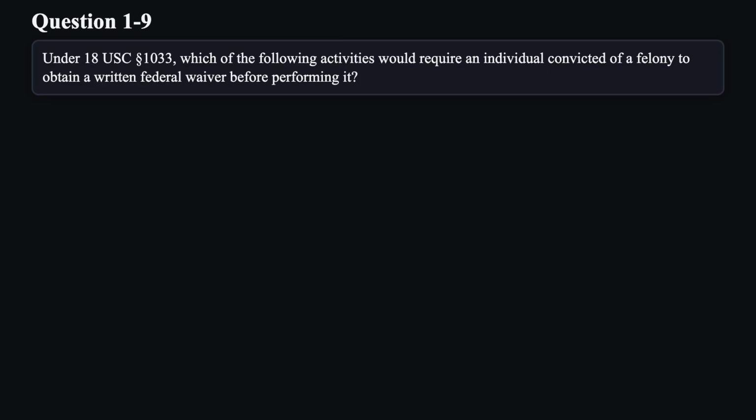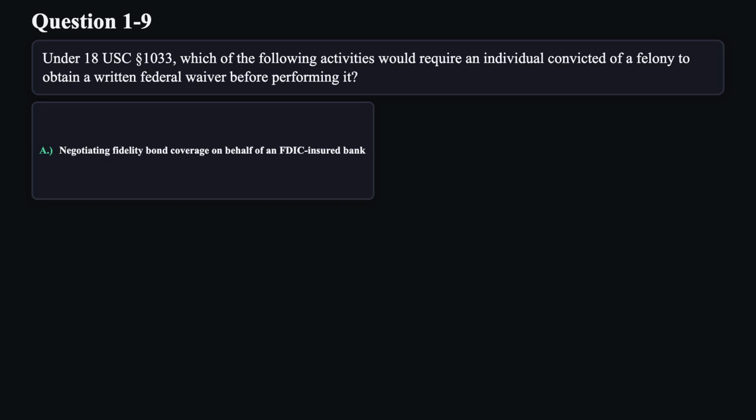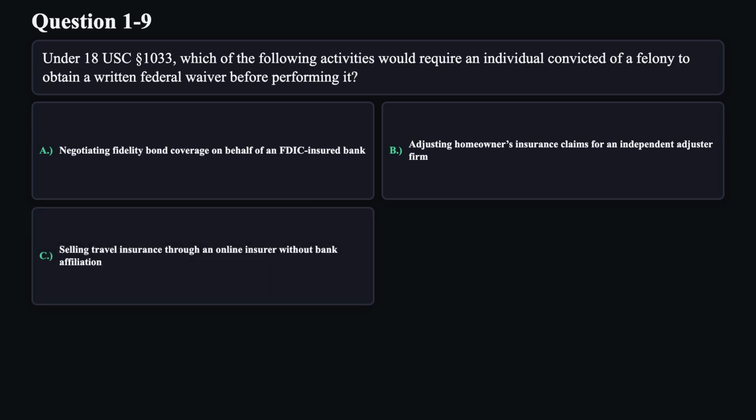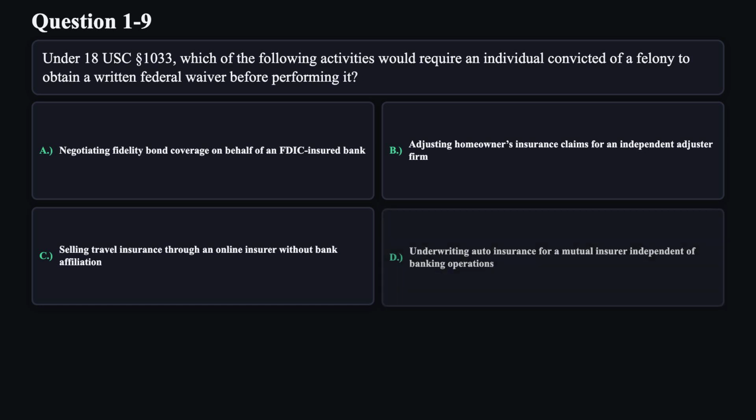Question 9. Under 18 U.S.C. section 1033, which of the following activities would require an individual convicted of a felony to obtain a written federal waiver before performing it? A. Negotiating fidelity bond coverage on behalf of an FDIC-insured bank. B. Adjusting homeowners' insurance claims for an independent adjuster firm. C. Selling travel insurance through an online insurer without bank affiliation. D. Underwriting auto insurance for a mutual insurer, independent of banking operations.